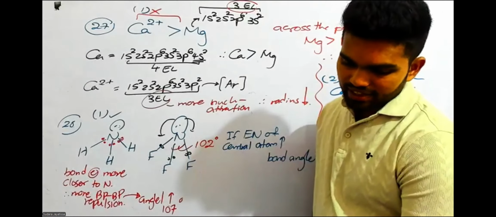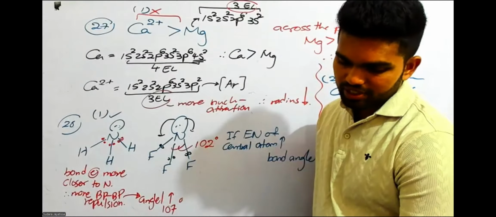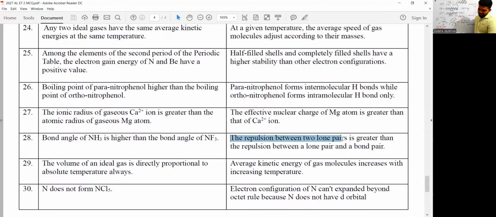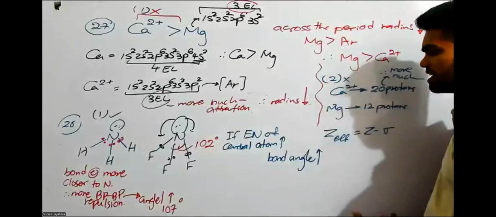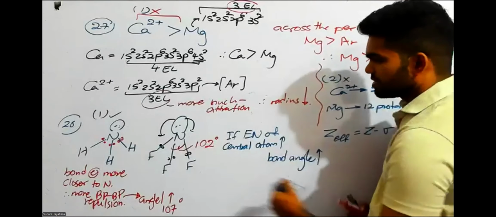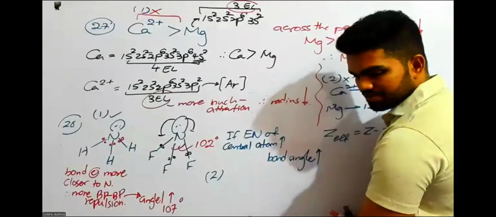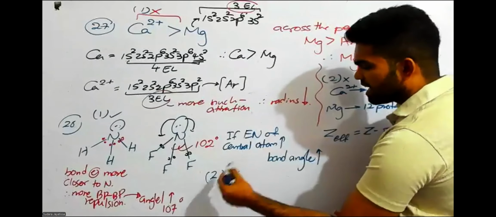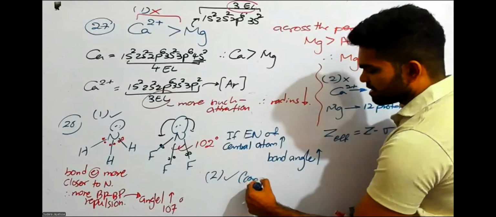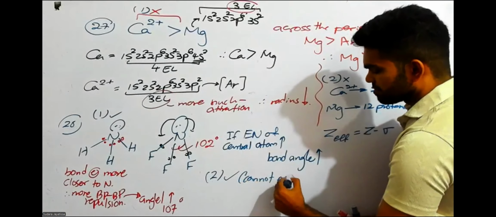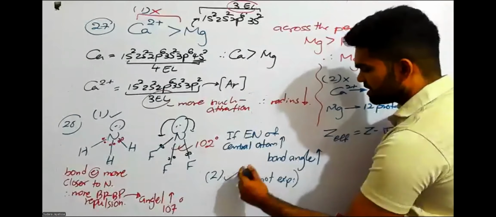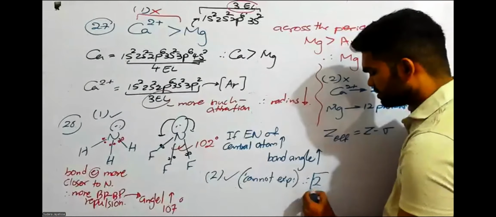So now let's check whether the reason is given in the second statement. The second statement says the repulsion between two lone pairs is greater than the repulsion between a lone pair and a bond pair. Okay, so what they say is not the reason we want. Don't say the second one is wrong. The second one is correct, but it cannot explain the first statement. Therefore, the answer is answer 2.